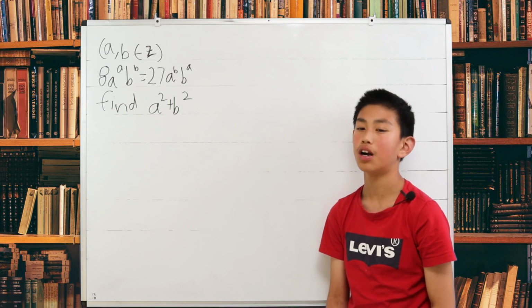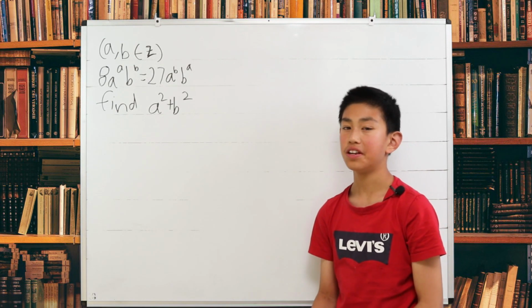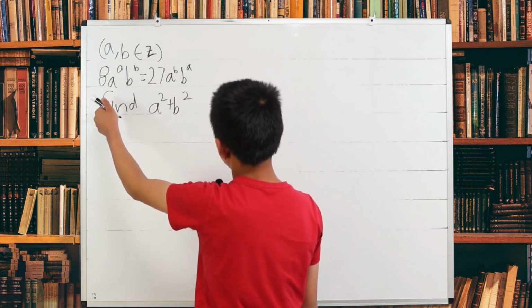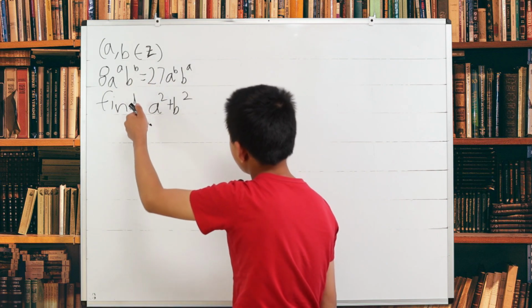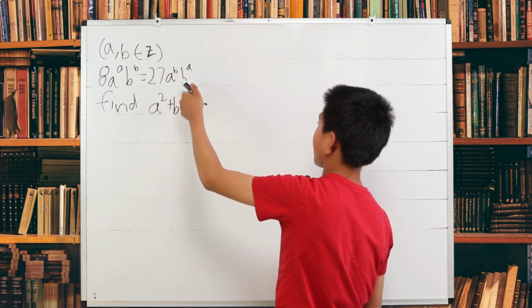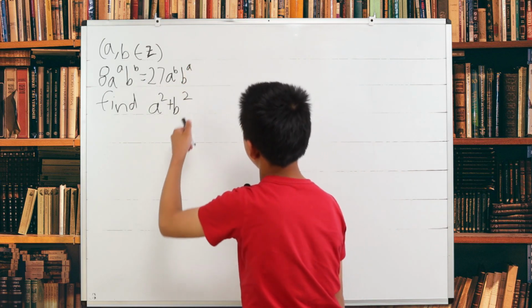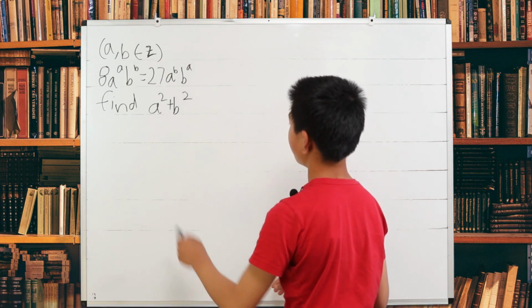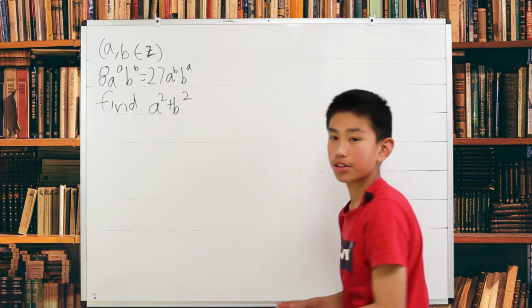Today we have another problem where we are given that a and b are integers. 8 times a to the power of a times b to the power of b is 27 times a to the power of b times b to the power of a. Given that information, we need to find what a squared plus b squared is.